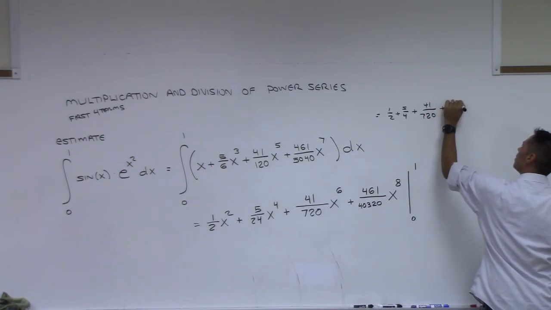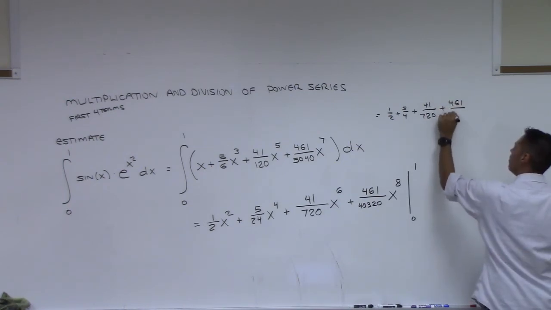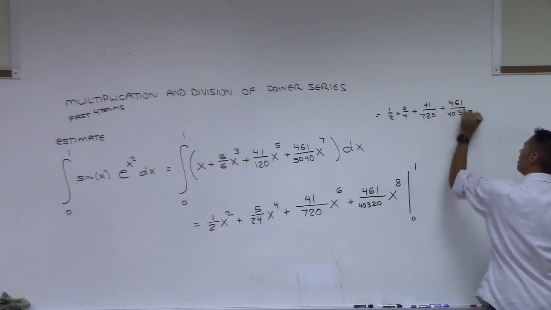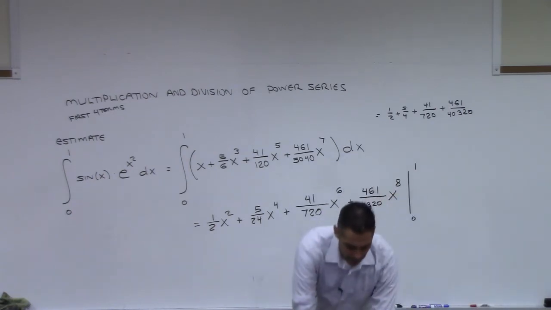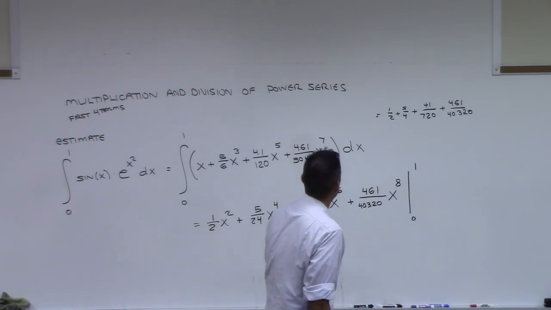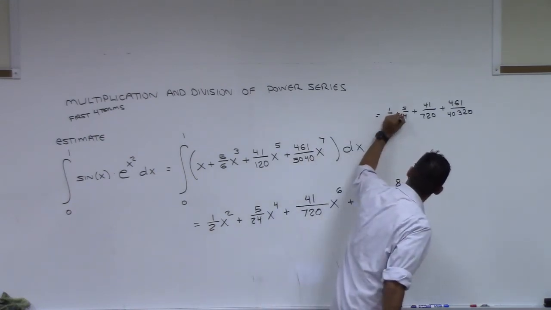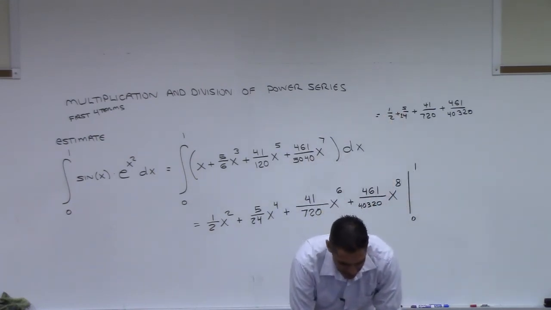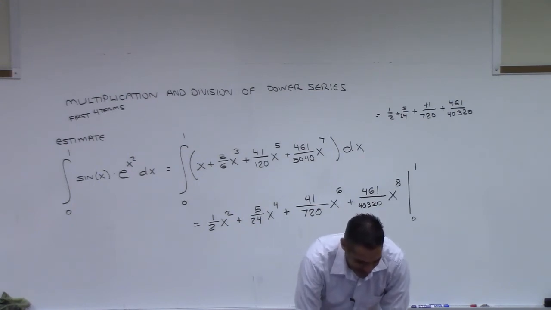Plus 461 over 40320. I'll let someone crank that out on their calculator. 5 over 24. Oh, yeah, 24. There's a 2 there. You get your eyes checked. Will do, sir. Thank you. I'll send you the bill.